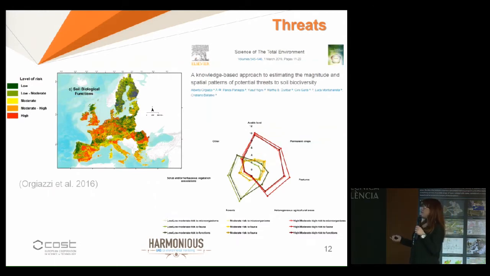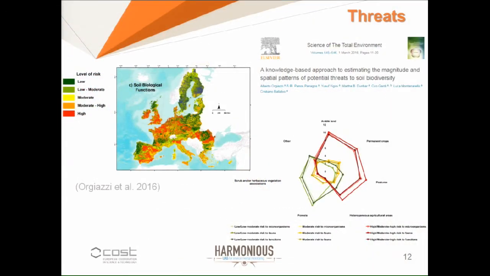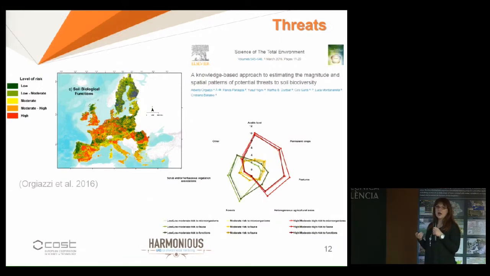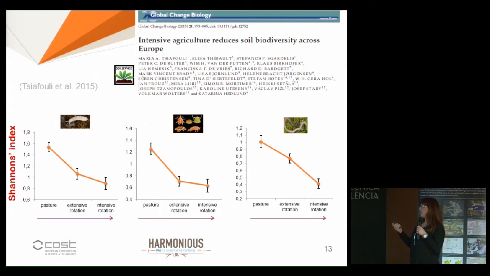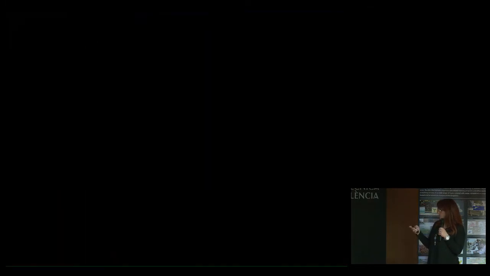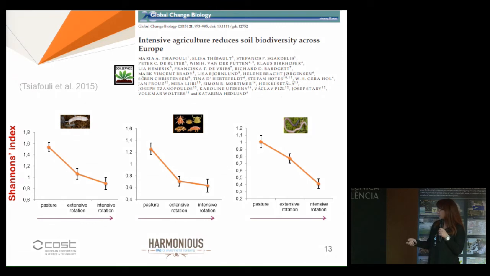But there are a lot of threats to soil biodiversity. As you can see in this map, there are a lot of red areas in Europe where soil function and soil biodiversity is threatened. And here you can see in this graph that the threats are mainly from arable land, from agricultural land use in general. So, and here you can see in more detail that when you intensify agriculture, then you can lose species. You have here in the x-axis, where is the pointer?